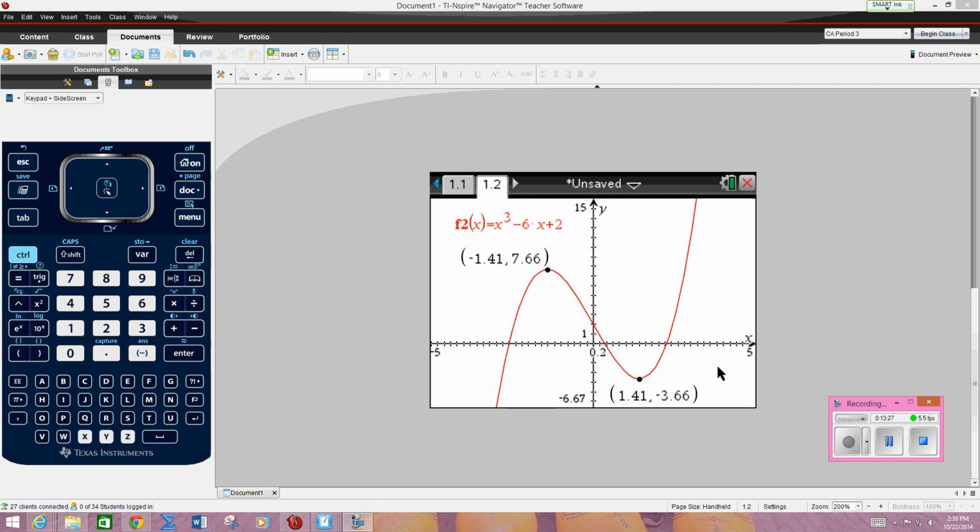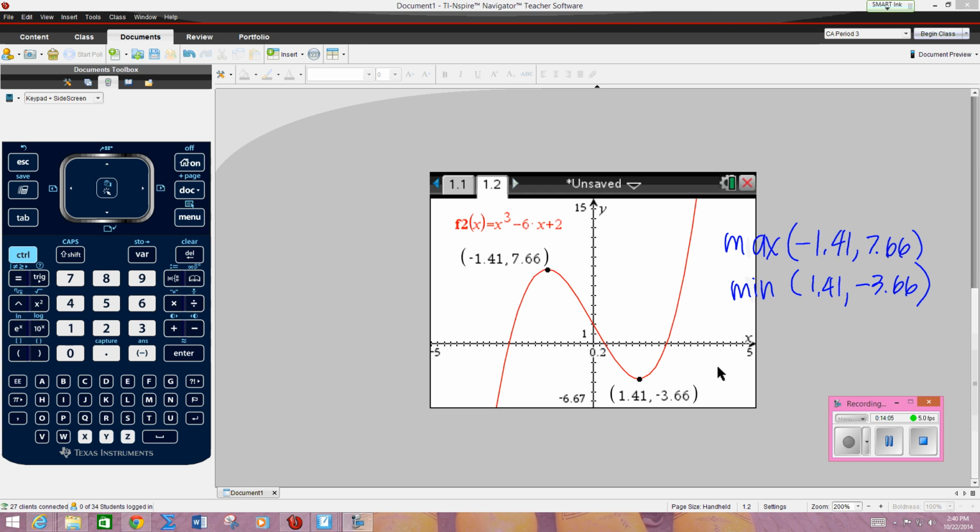So finishing up on number 6, it's asking for the relative maxima. And so I'm getting to my right pages. And so copy that graph onto your paper, and then the relative maximum, you're going to write is -1.41 and 7.66. And then it asks for the minimum, and that's going to be 1.41 and -3.66. And so that's how you're going to do that one. And we've done that before. We've practiced that in class lots of different times.